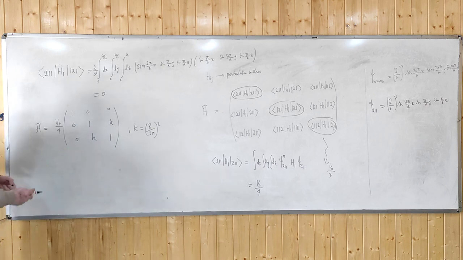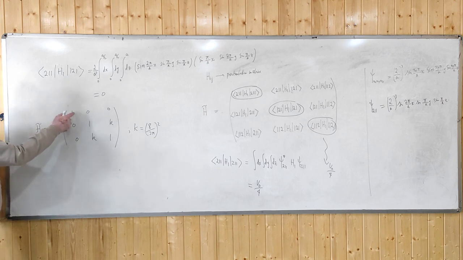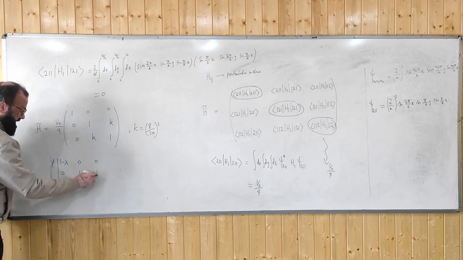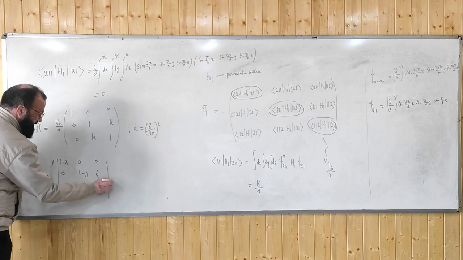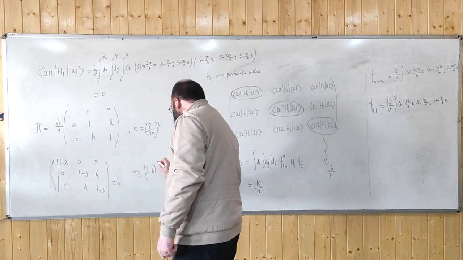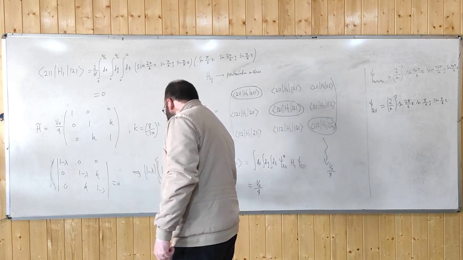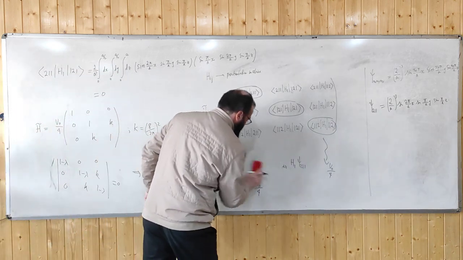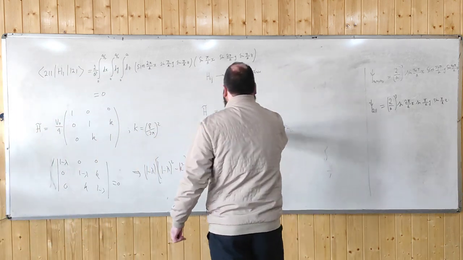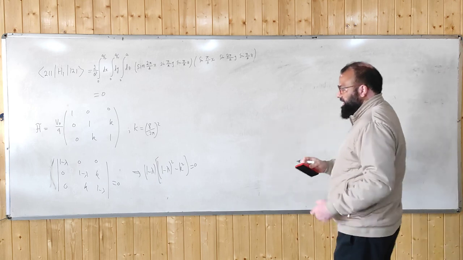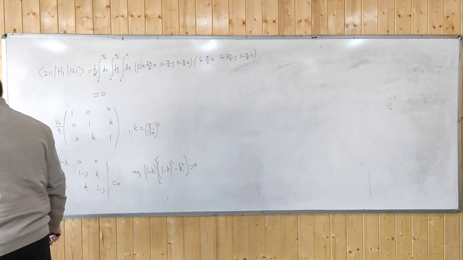Do you see? If you are not able to do it, just put minus lambda. Let me write the diagonalization: determinant equal to 0, with rows 1 minus lambda, 0, 0; 0, 1 minus lambda, k; 0, k, 1 minus lambda. So you will have 1 minus lambda, times 1 minus lambda square minus k square, equal to 0. There is actually a factor of V0 by 4 also sitting there, so we will multiply it with the eigenvalues, because all the eigenvalues are multiplied by that factor. You should know it.